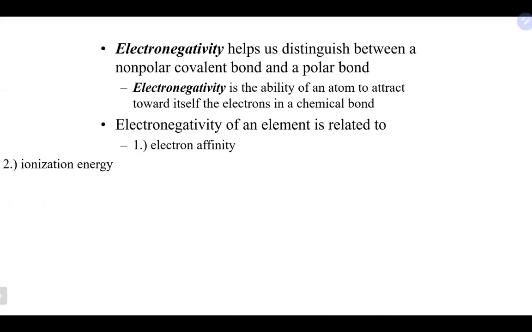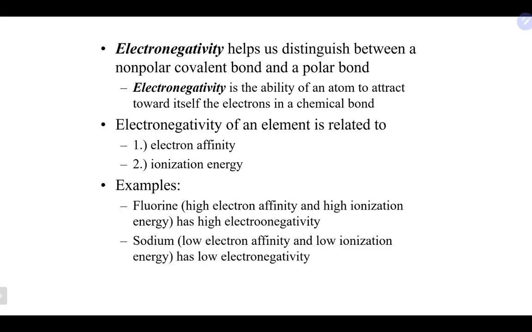So what really helps us decide, when we get two atoms together, whether the electrons between them are going to be shared equally or unequally? It is the electronegativity that we look at to help us determine whether I think they're going to share them equally, or I think they're going to share them unequally. It is related to electron affinity, which is the energy change that occurs when somebody gains an electron, and ionization energy, which is the energy required to remove an electron.